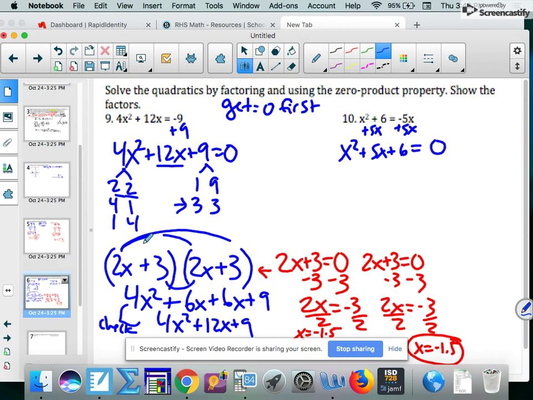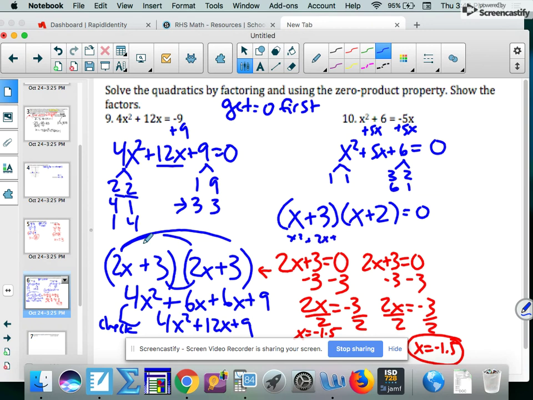This one, the factoring is pretty easy because it's 1 and 1 here. Multiplies to 6. I've got 3 and 2, and 6 and 1. So I'm going to do x plus 3, x plus 2 equals 0. If I FOIL that, x squared plus 2x plus 3x plus 6, that does work.